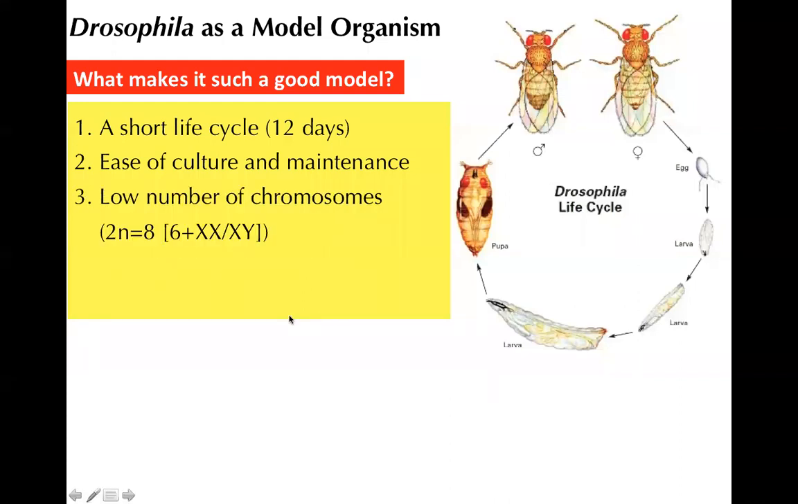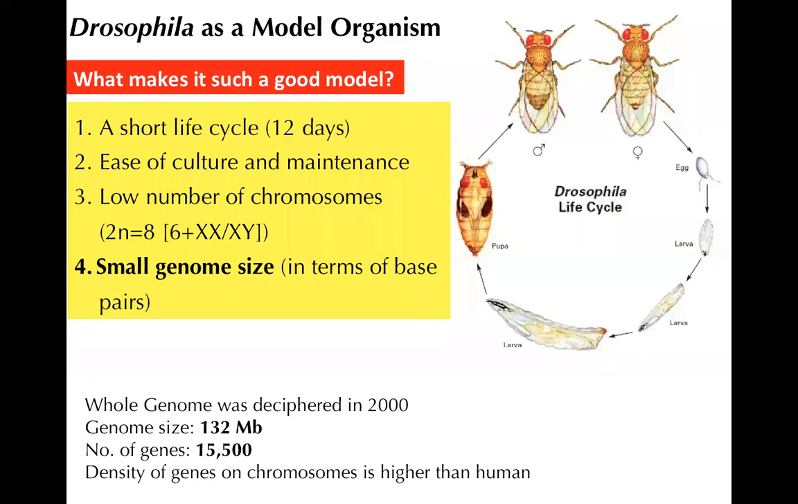The next reason is that it has only 8 chromosomes. That means six autosomes, which is three pairs, and one pair of allosomes: XX in case of female, and XY in case of male. And the next unique feature of Drosophila is that it has a very small genome size in terms of bases.